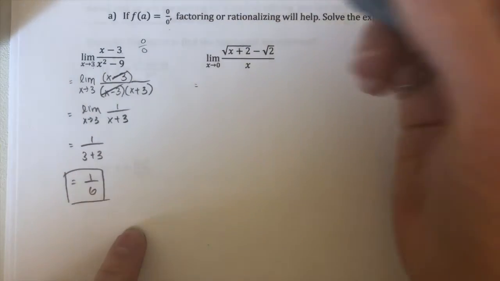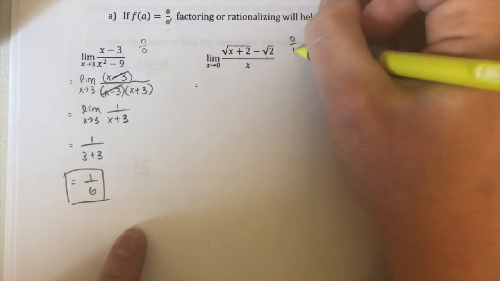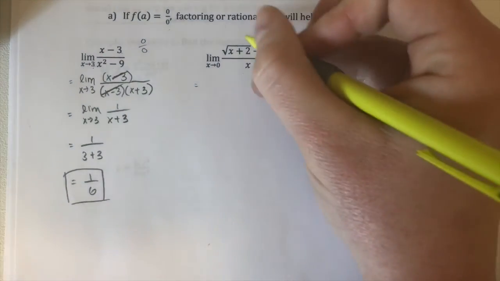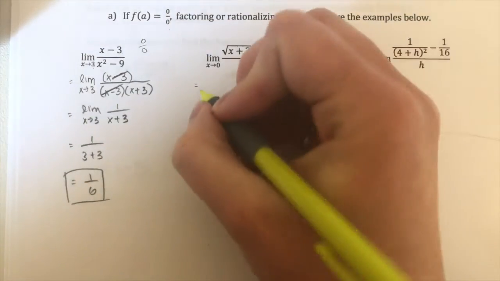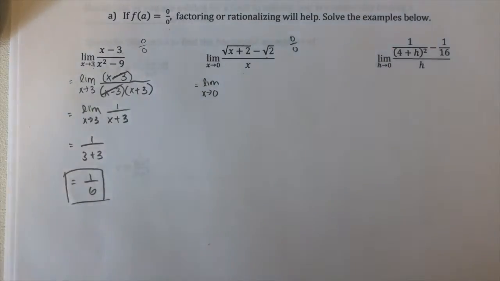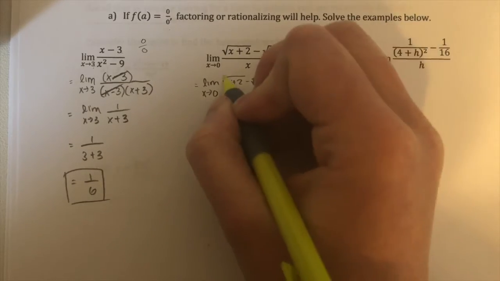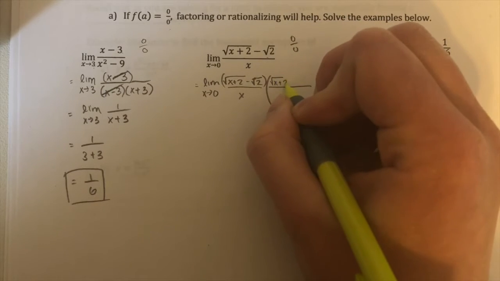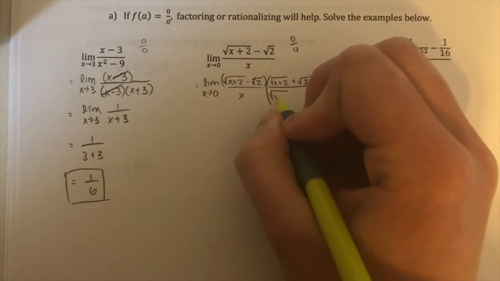Here, if we plug a 0 in, we've got root 2 minus root 2 over 0. So this is 0 over 0, right? So we need to rationalize. Remember that when we're dealing with square roots, our best bet is to multiply by the conjugate. So we're going to have the limit as x approaches 0 of, I would write small here, that times the conjugate. So root x plus 2 plus root 2 instead of minus root 2.